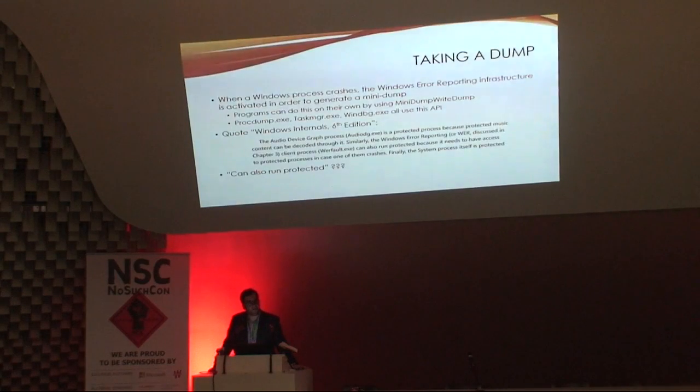So when Windows crashes, it takes a crash dump if you're in the kernel, or a minidump, or a process dump if you're in user mode. I remember reading my own book at some point, and remembering this sentence: the audio device graph process, AudioDG, is a protected process because protected music content can be decoded through it. Similarly, the Windows error reporting client process can also run protected because it needs to have access to protected processes in case one of them crashes.